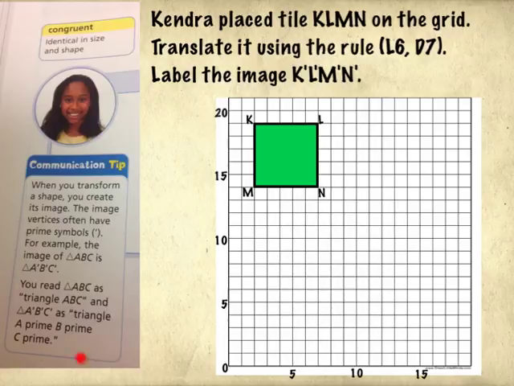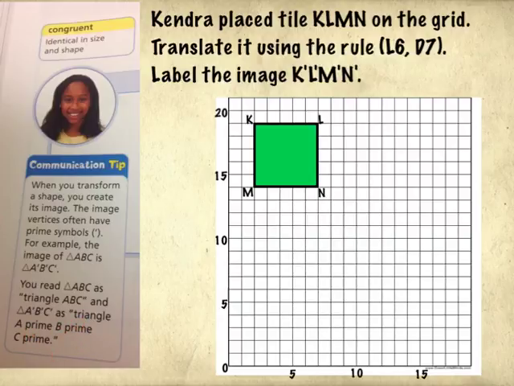And here's the communication tip. When you transform a shape, you create its image. The image vertices often have prime symbols. For example, the image of ABC is A prime, B prime, C prime. You read triangle ABC as triangle ABC, and triangle, well, this thing, as triangle A prime, B prime, C prime.